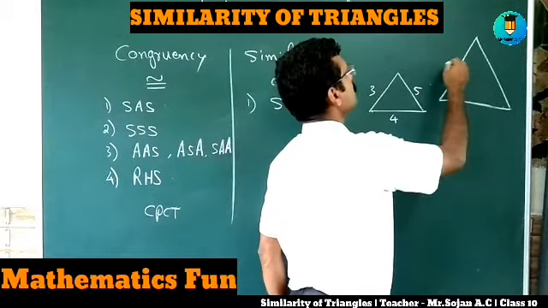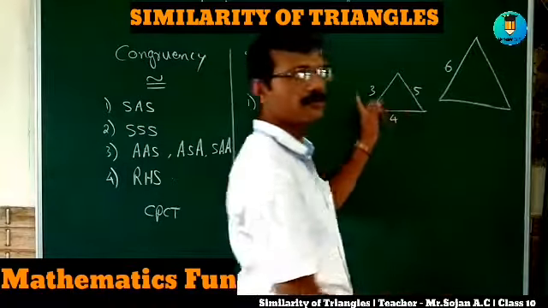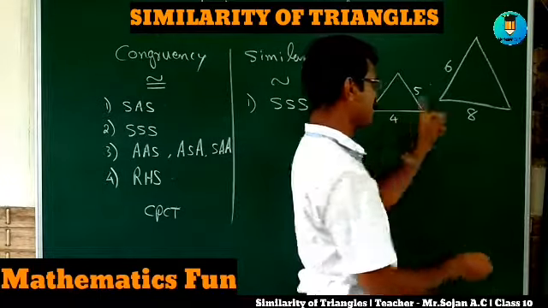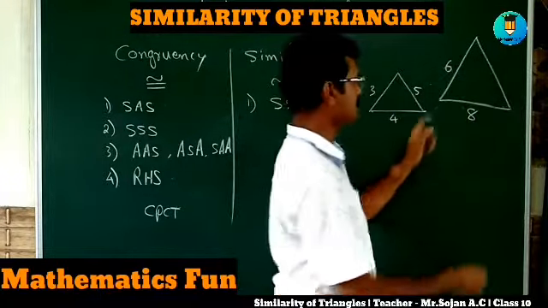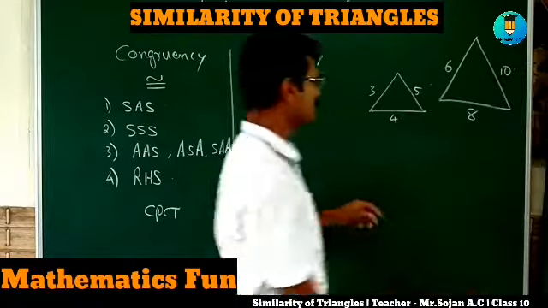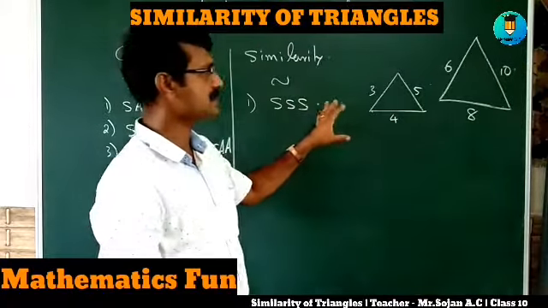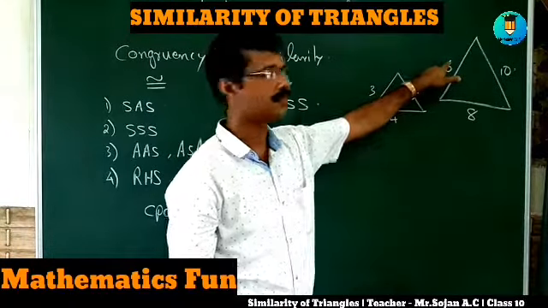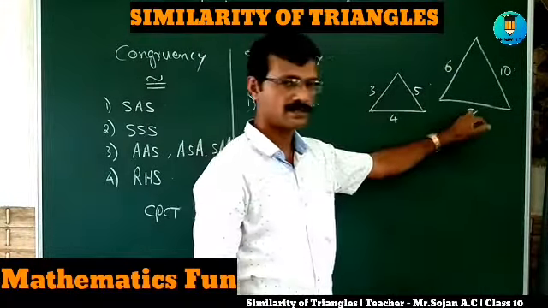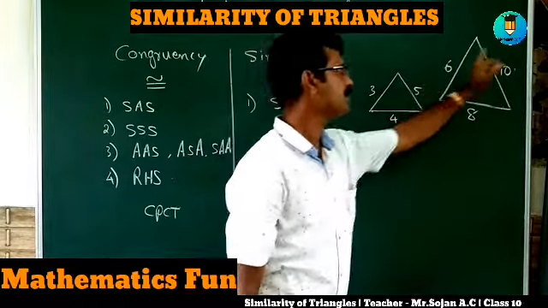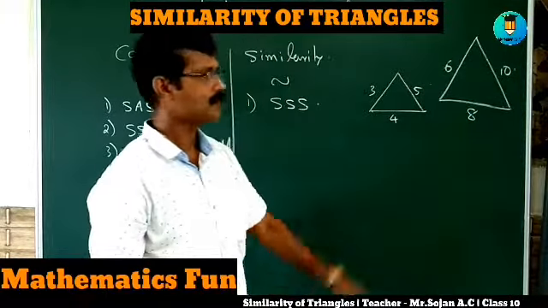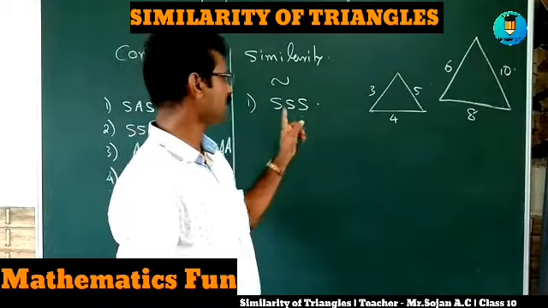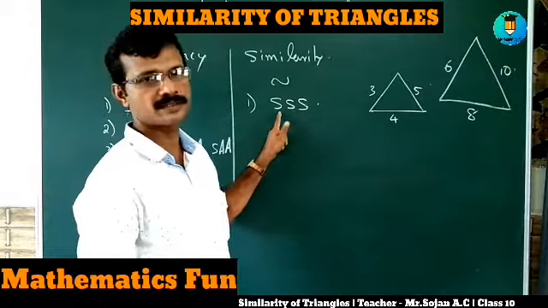I made it so that its ratio is the same. The 3 becomes 6. This 4, I multiplied with 2, so it is 8. This is 10. Here, if you see the ratios of their sides, 3:6 is 1:2, 4:8 is also 1:2, 5:10 is also 1:2. So all the sides are in proportion. Therefore, such a type of triangle we can say is similar by the SSS theorem.